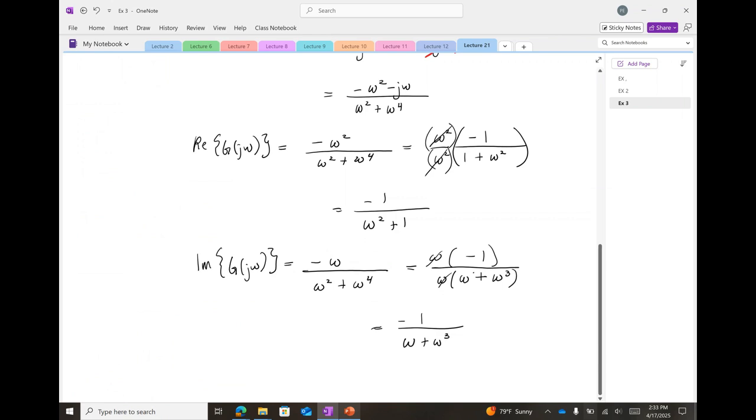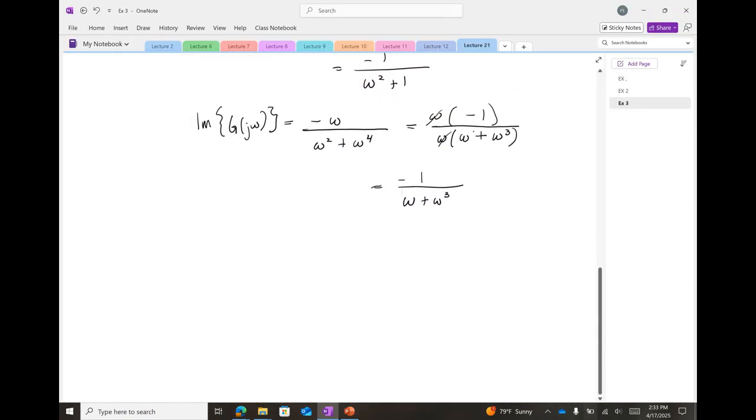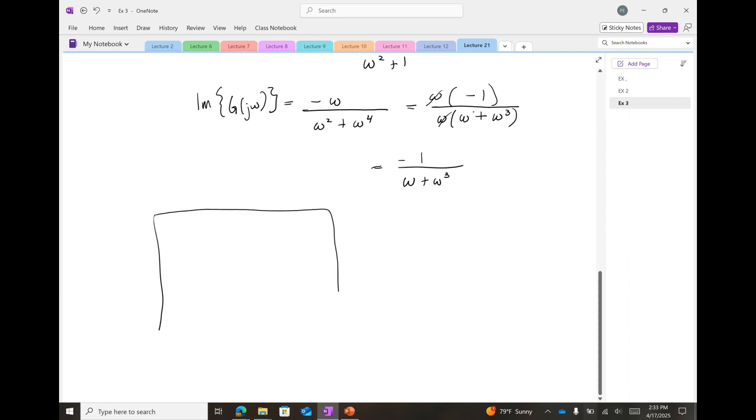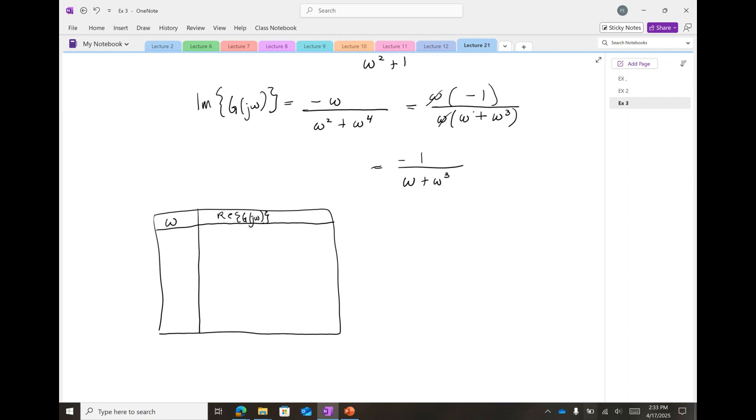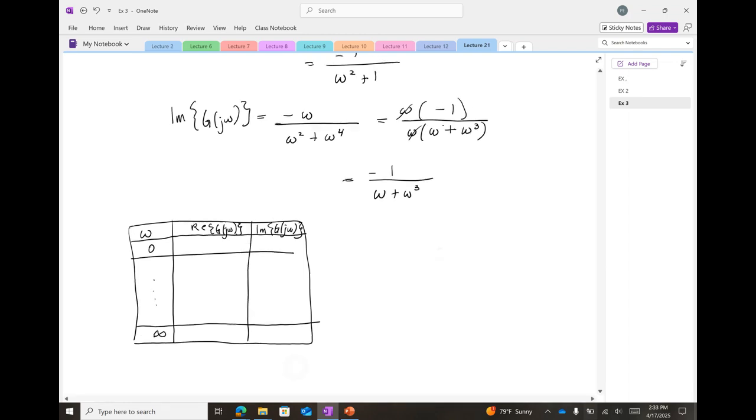Okay, so let me go back here, sorry for a second. So now we're ready again to make this table. Let's make it here in our OneNote just to go through this process one more time. So we're going to enumerate values of our frequency omega, and we're going to compute values of the real part and values of our imaginary part. Again, we always start with 0, and we always will finish with infinity.